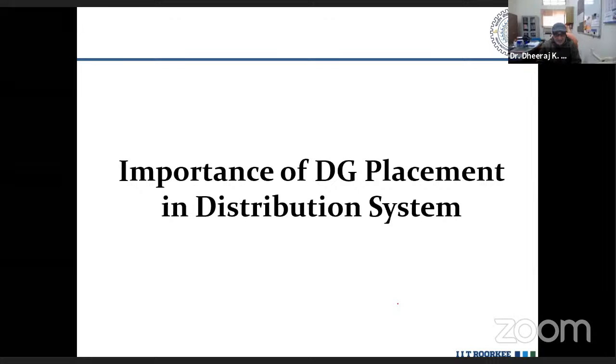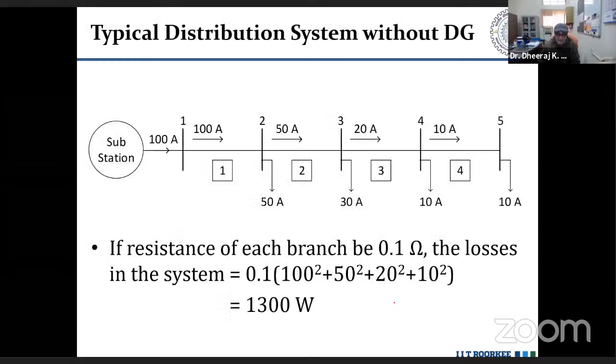So now coming to our main topic, that is placement. Why is placement of DG important? Here we have a 5-bus network. These are the bus numbers 1, 2, 3, 4, 5, and these are the branch numbers. And here we have the loads connected. Loads are expressed in terms of current values for simplicity.